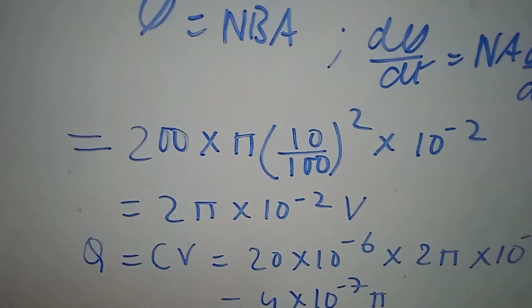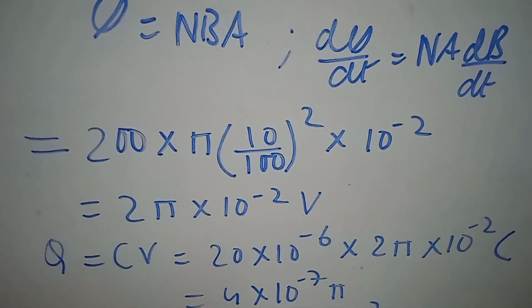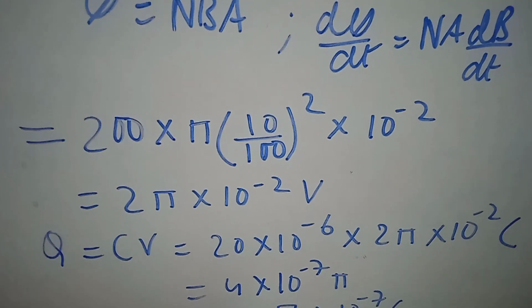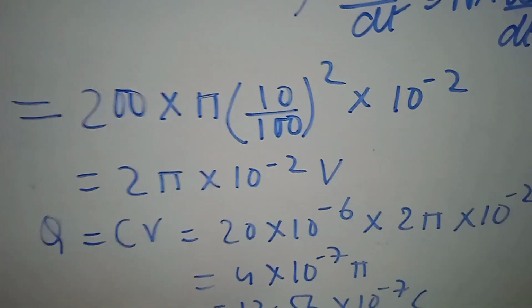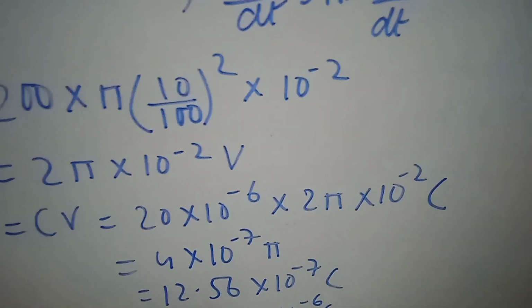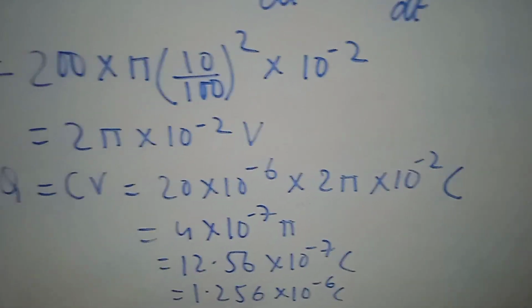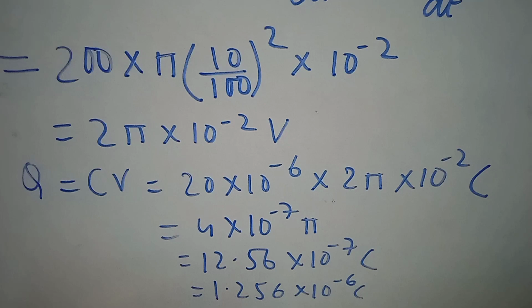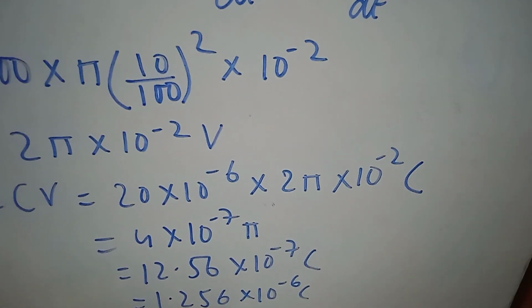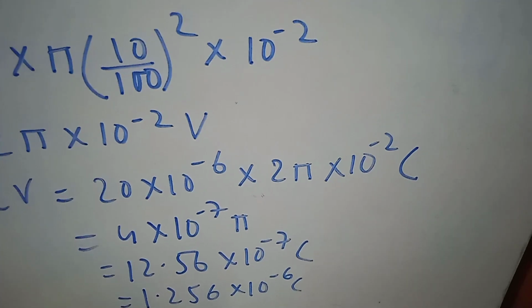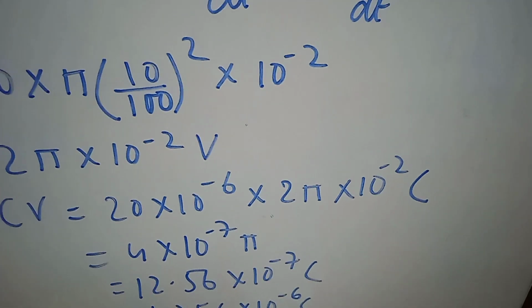Now Q equal to CV, that is capacitor into voltage. So capacitor is 20 microfarad, given here. So 20 into 10 to the minus 6 into 2 pi into 10 to the minus 2 coulomb, as we got the volt from here. So it is coming 40 pi into 10 to the minus 8, or you can say 4 into 10 to the minus 7.